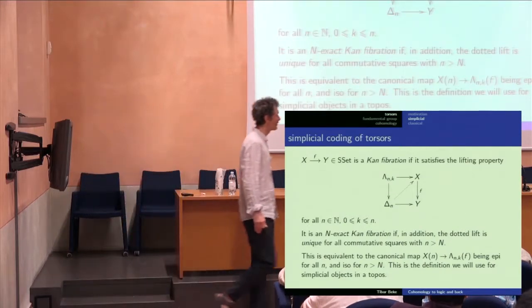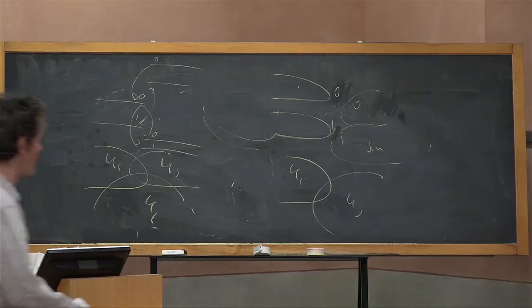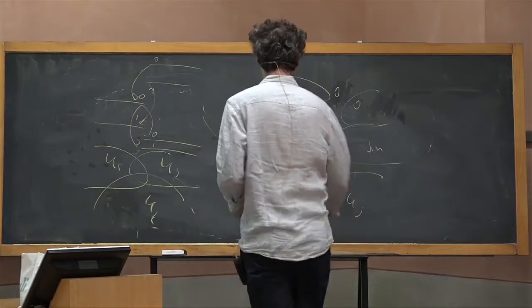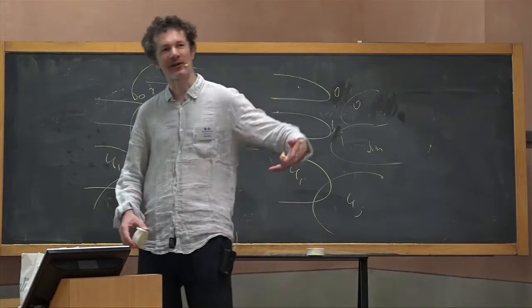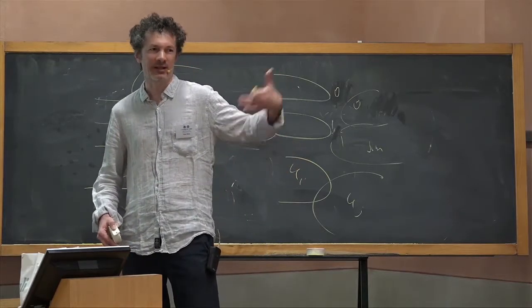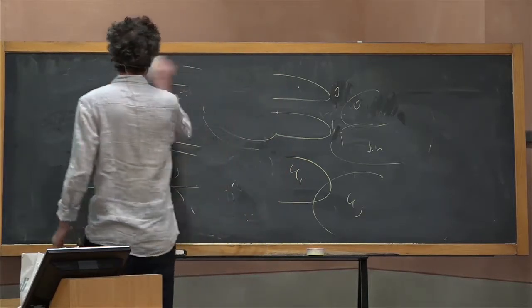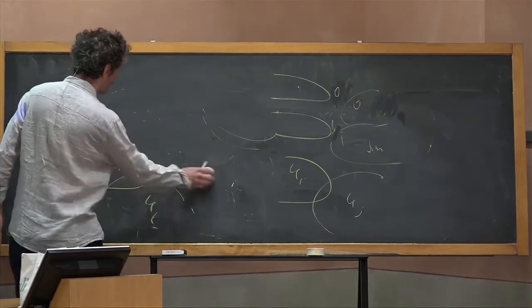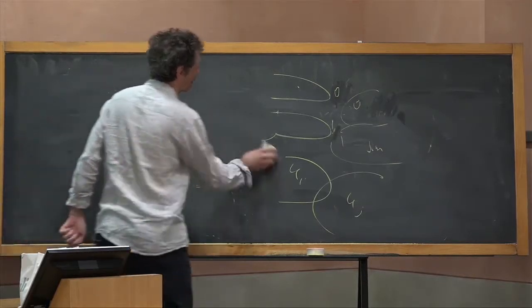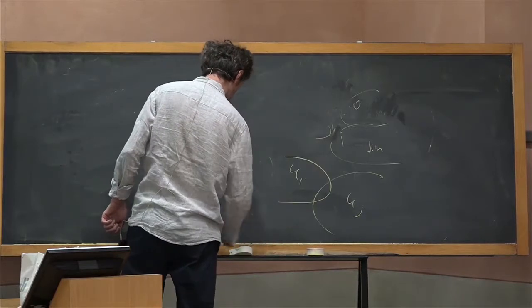The notion of Kan fibration, once again, is kind of, you know, all over the place in homotopy theory. This is not fibrations like fibrations of categories. These are fibrations in the topological sense. Let me just give you one cartoon again, what this definition sort of means pictorially.